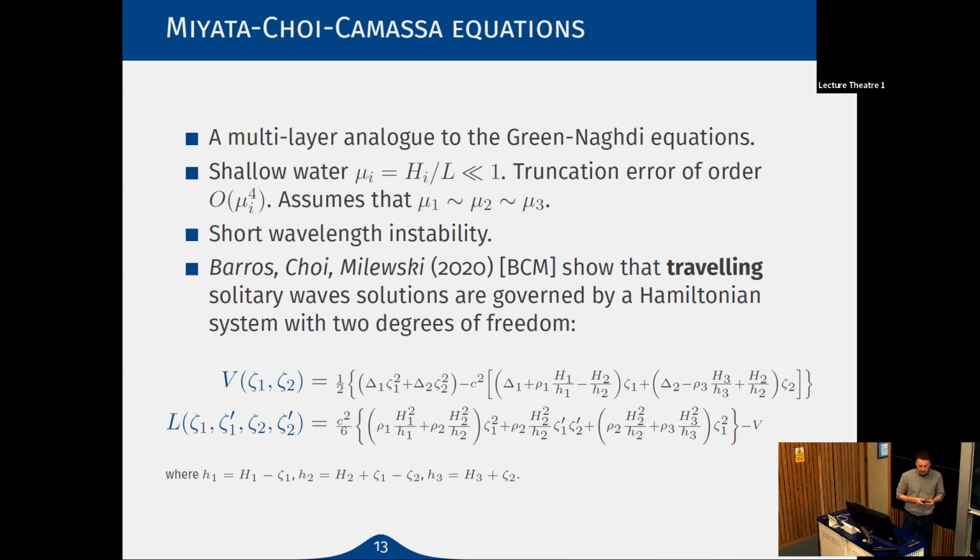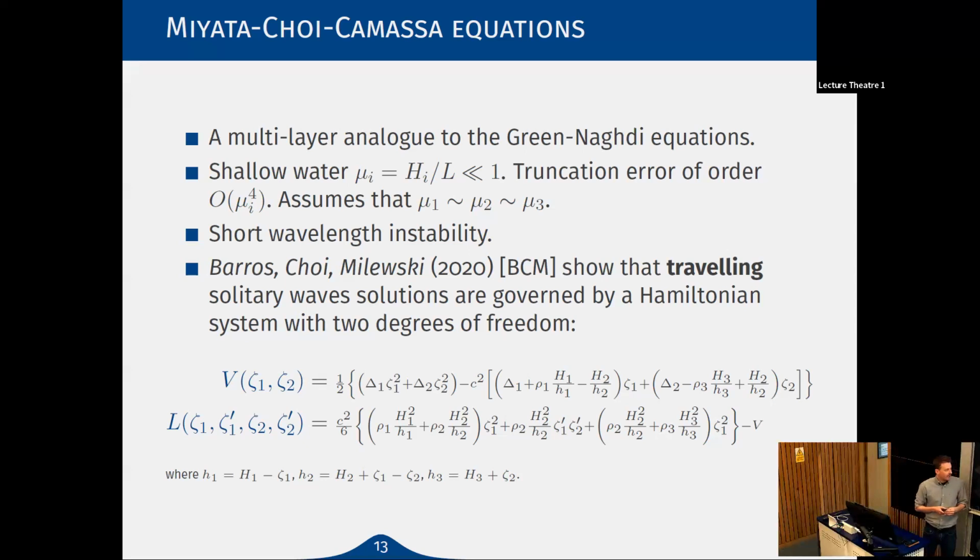We also consider, as well as the full Euler equations, a model equation called the Miyata-Choi-Camassa equations. It's best understood as a multi-layer analog to the Green-Naghdi equations. It assumes the flow is weakly dispersive to some order in the shallow water parameter, and that shallow water parameter should be the same for every layer. It suffers short wavelength instability. In fact, it's ill-posed, but it's often used to comment on the wave properties of steady traveling waves, where it's seen great success in a two-layer model. A paper by Ricardo, Wu Yong, and Paul, who are all in the room, showed in 2020 that traveling solitary wave solutions to this system are governed by a Hamiltonian with 2 degrees of freedom.